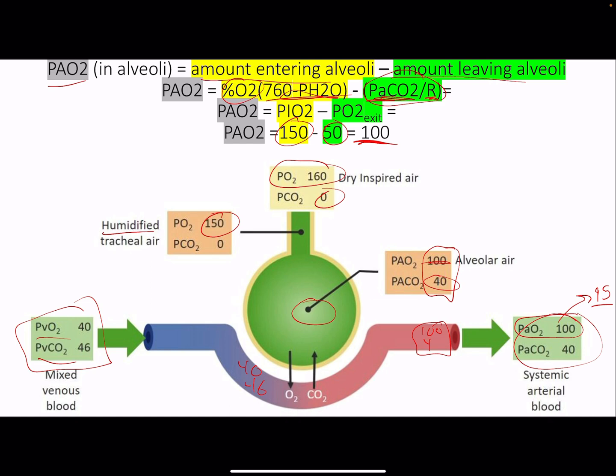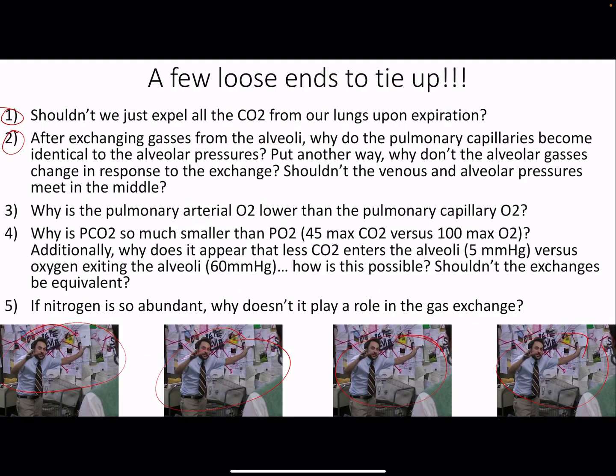How do the pulmonary capillaries, or really the pulmonary veins, now become identical to the alveolar pressure? And why didn't the alveolar pressure change at all, right? Shouldn't this value change that value? That just seems super weird to me.